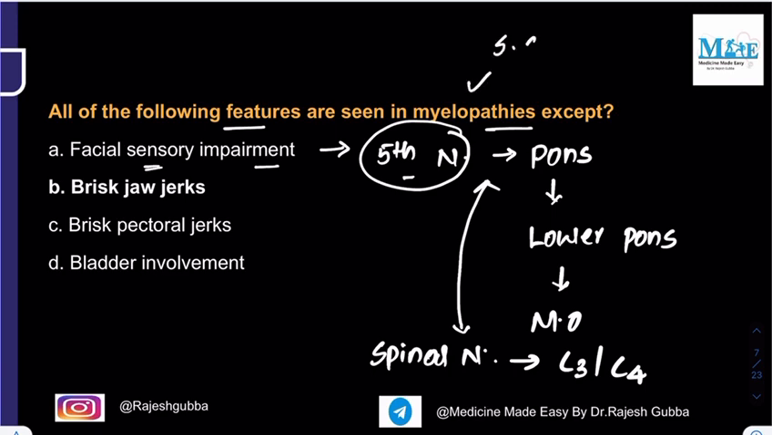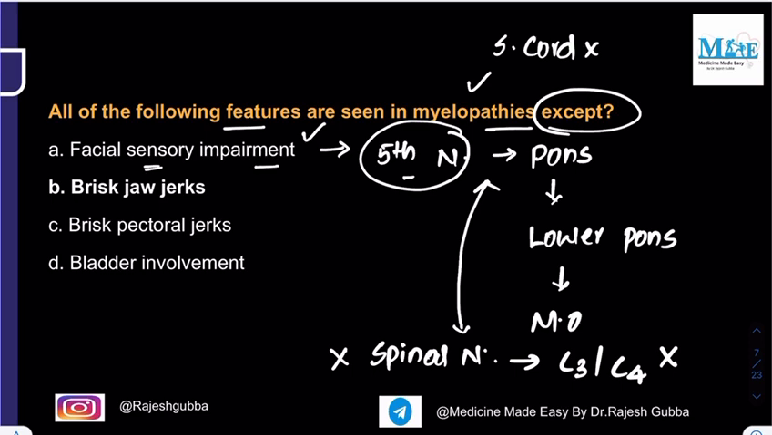Now what do you mean by the word myelopathy? Where there is spinal cord lesion. And if there is lesion at around C1, C2, C3, then the spinal nucleus can get damaged and the facial sensory impairment can be there. So the first option is not correct because the question asked is except.